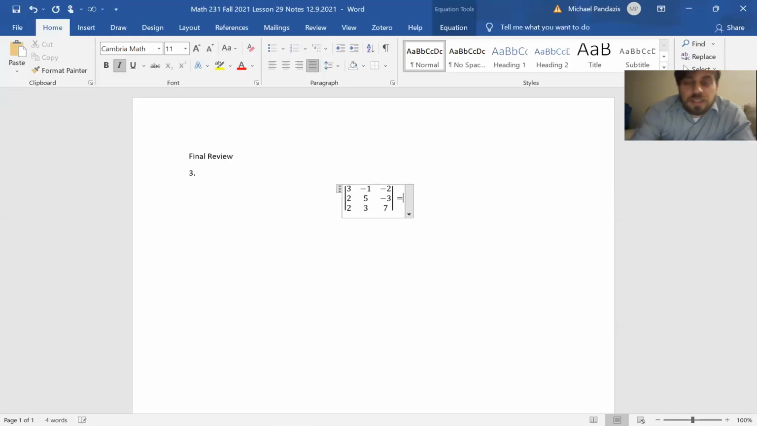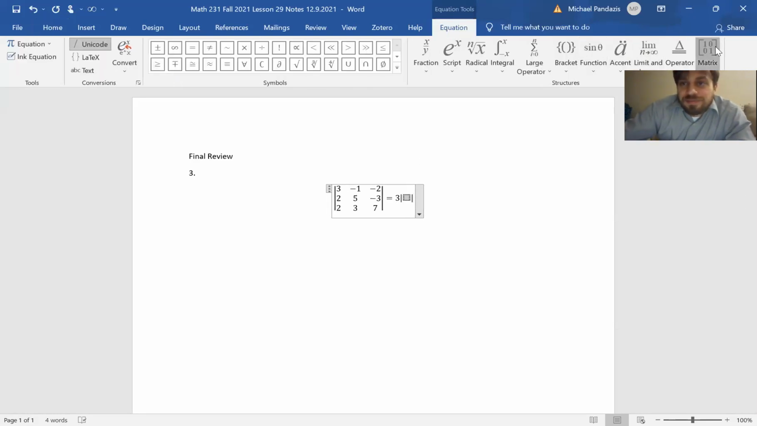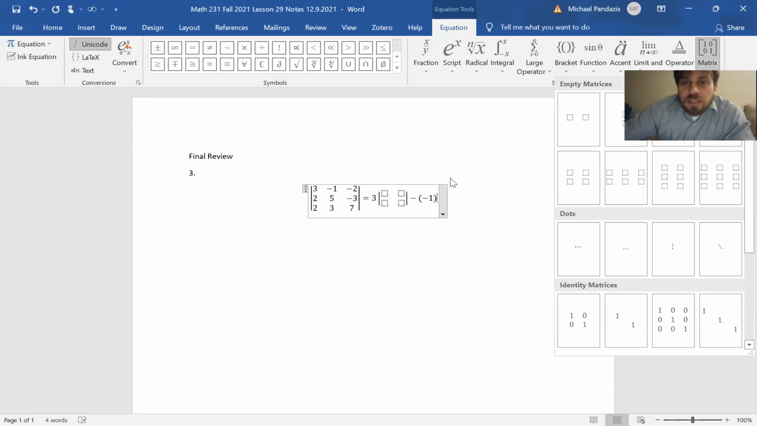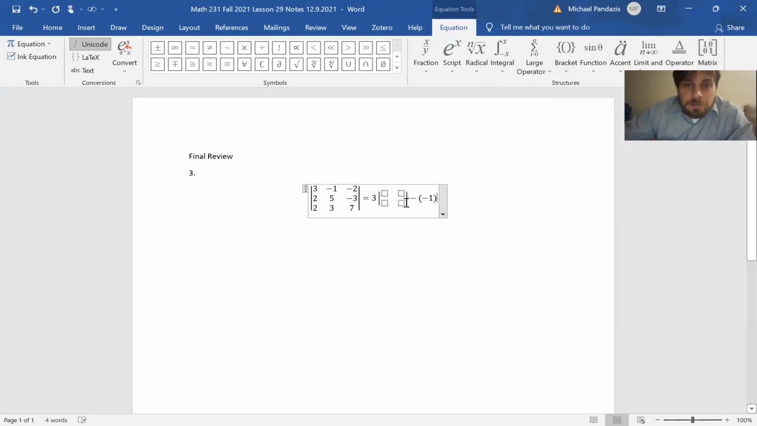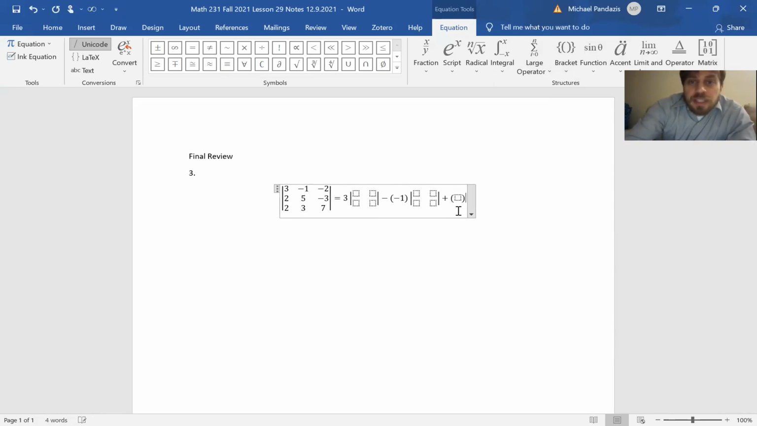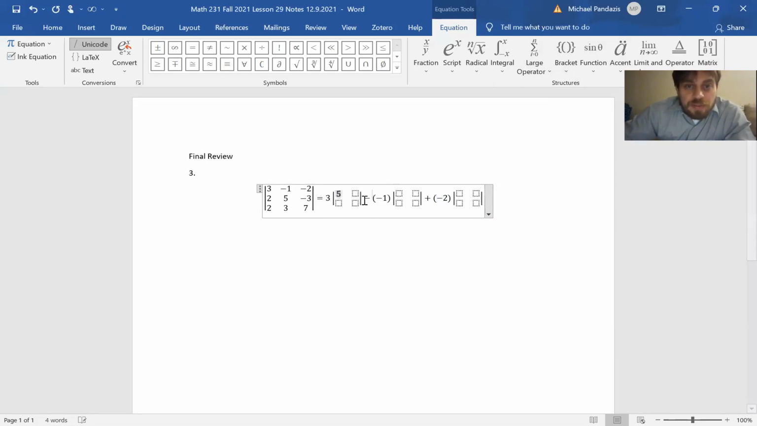Okay, so this is equal to... So now, you could do the cofactor expansion along the first row. And so you have 3 times one determinant, minus -1 times another determinant, plus -2 times another determinant.